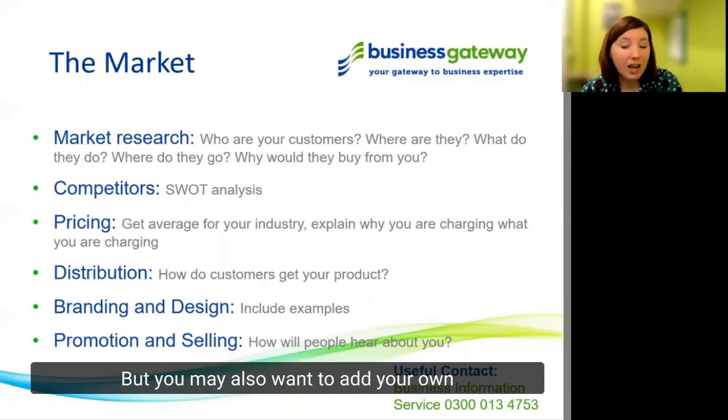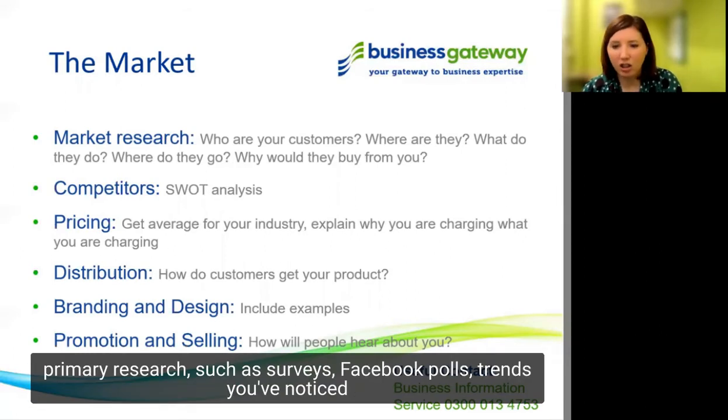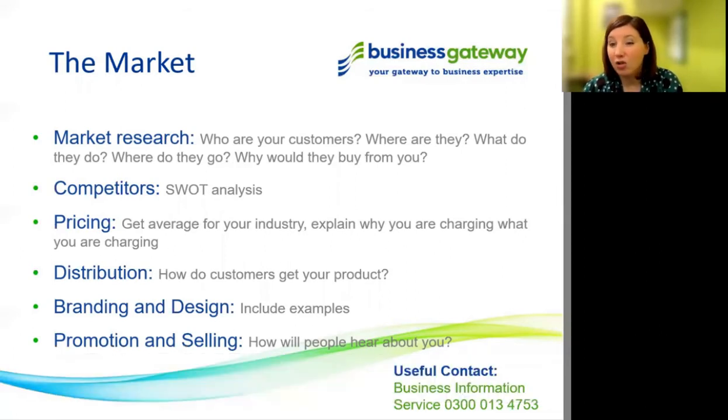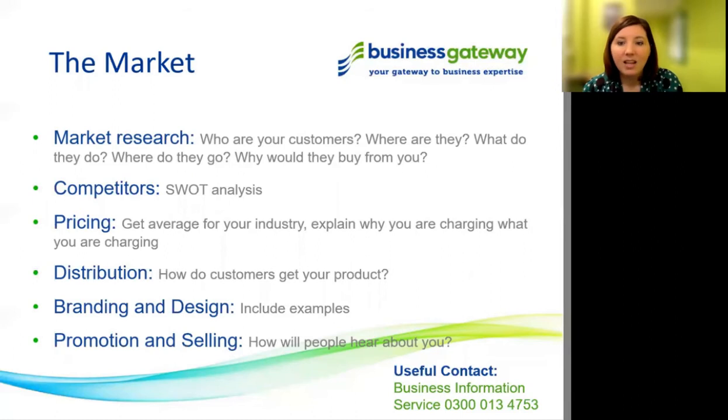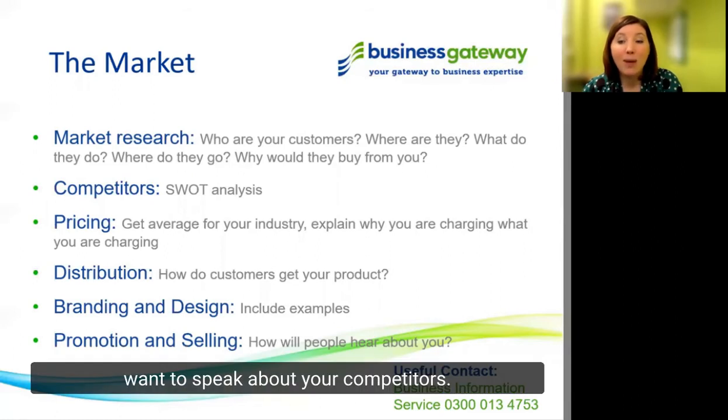But you may also want to add your own primary research, such as surveys, Facebook polls, trends you've noticed. But if you do need some help from the business information service, you can contact them via phone on 0300 013 4753. Secondly, in the market section, you really want to speak about your competitors.